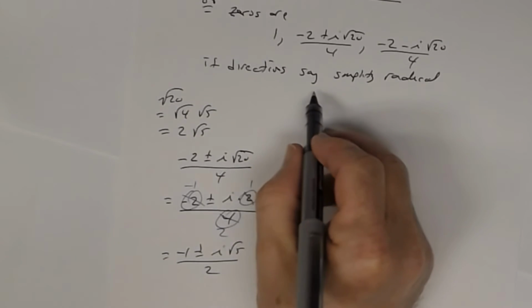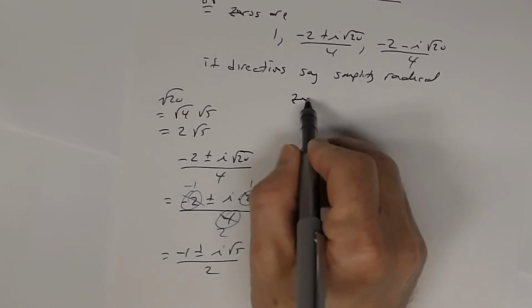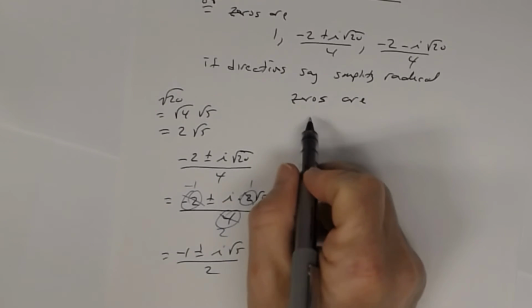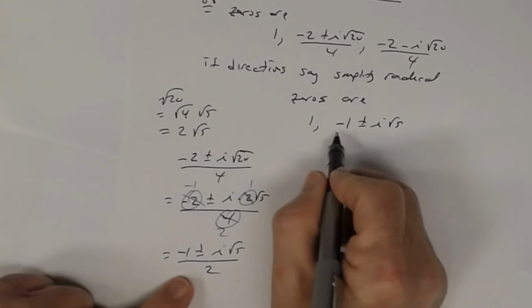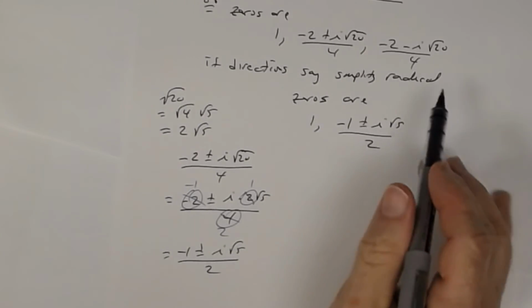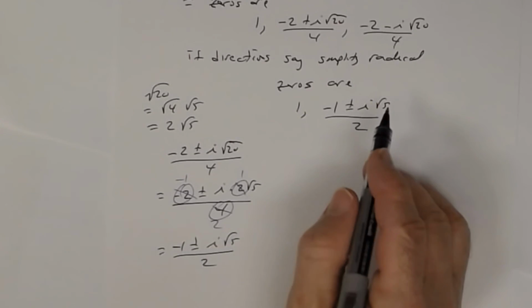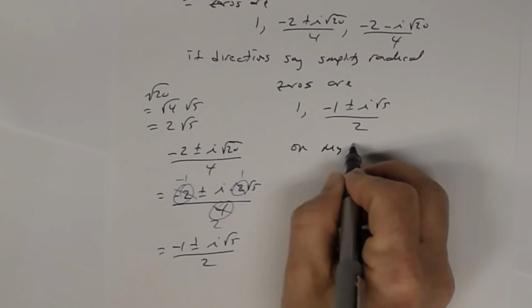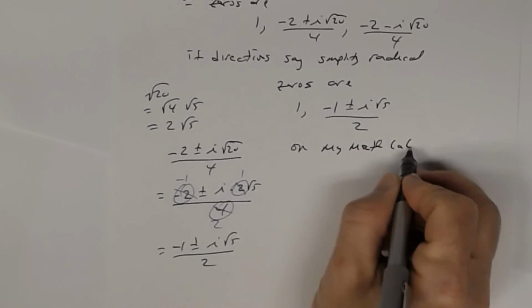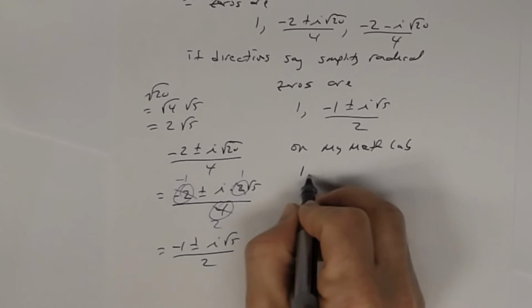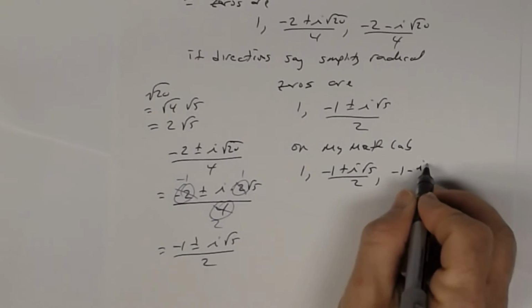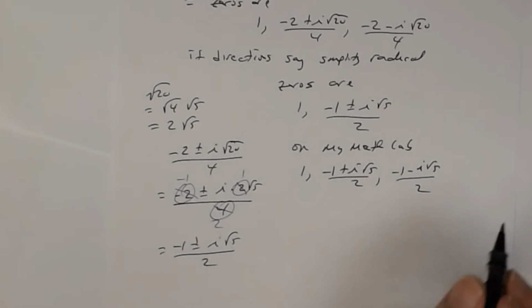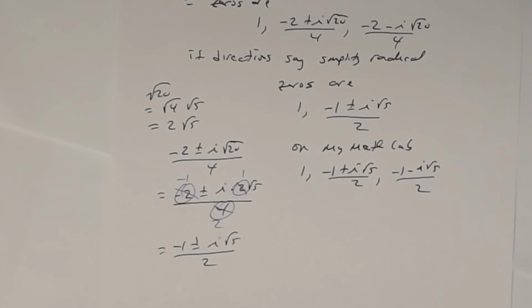Okay? So if the direction says simplify, you're going to say the zeros are 1, and then you can say negative 1 plus or minus i square root of 5 over 2. Okay, so the direction says simplify the radicals. This is what you would have to say. On MyMathLab, you have to rewrite these separately. So you're going to have to say 1 and then negative 1 plus i square root of 5 divided by 2, negative 1 minus i square root of 5 divided by 2.